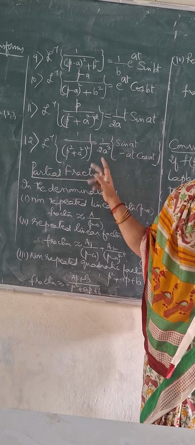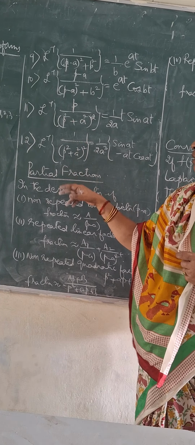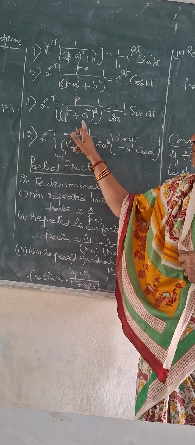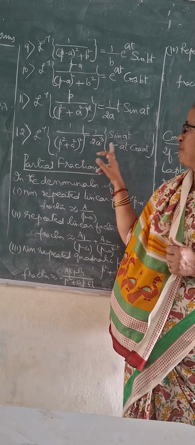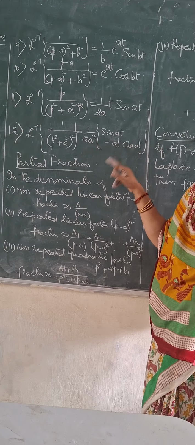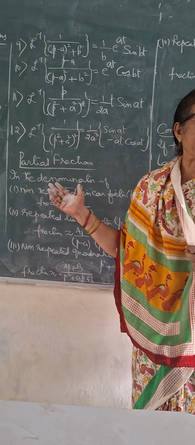These are the two formulas, and in addition we have to remember, we have done the problems: L inverse of 1 by p square plus a square whole square equals 1 by 2a cube into sin a t minus a t times cos a t. And when it comes to partial fractions, a kind of revision.